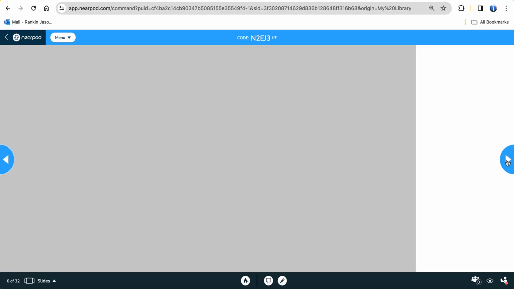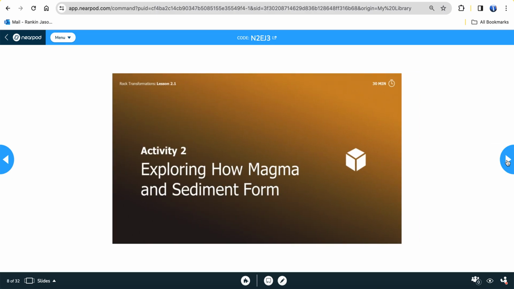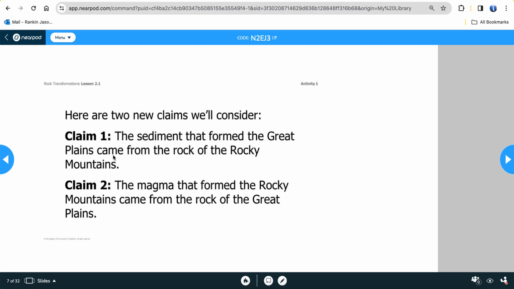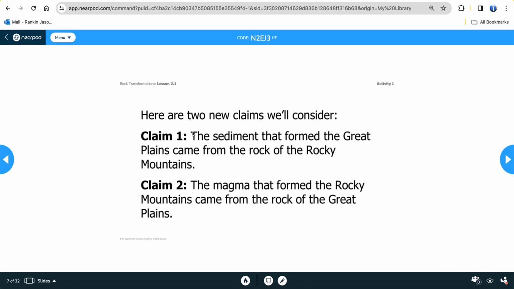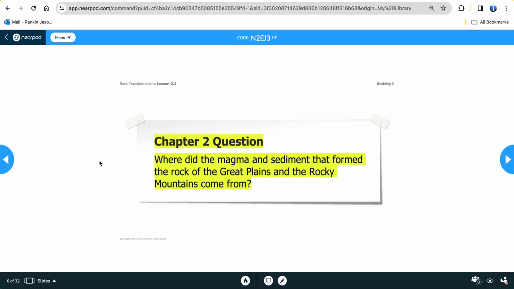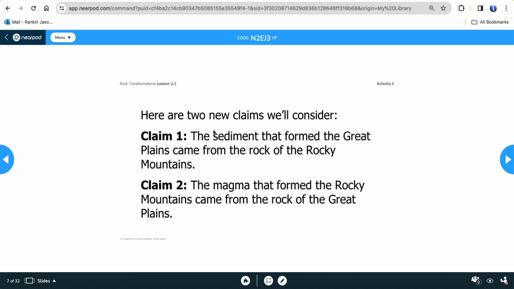So we did the warm-up together. We wrote down the chapter 2 question. Just to review once again, claim 1 to answer the chapter 2 question, which states, where did the magma and sediment that form the rock of the Great Plains and Rocky Mountains come from? Claim 1, right? We know that one has to be older than the other. The sediment that formed the Great Plains came from the rock of the Rocky Mountains.